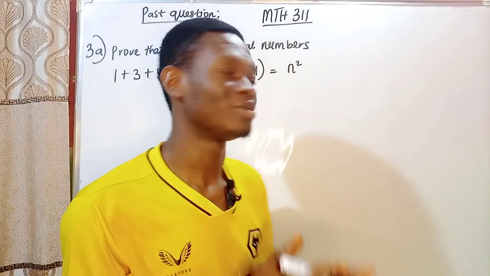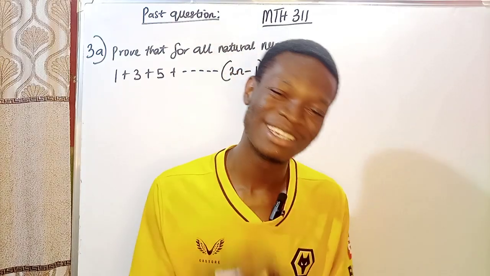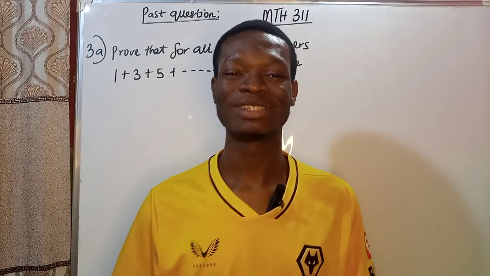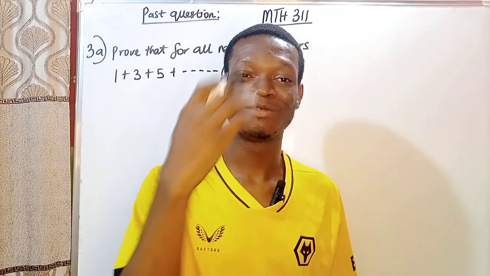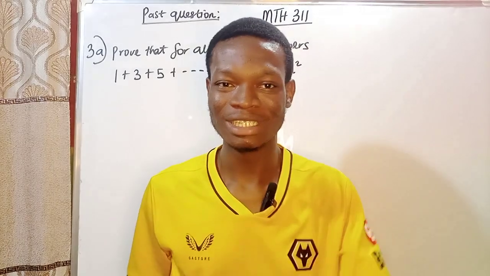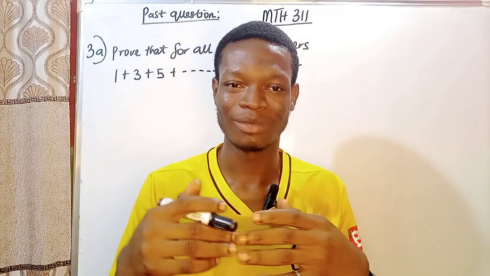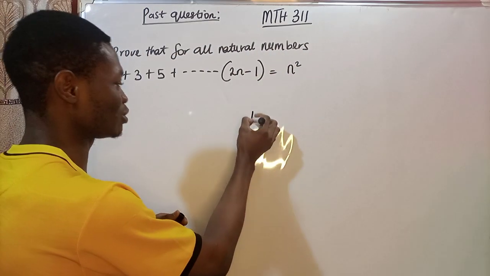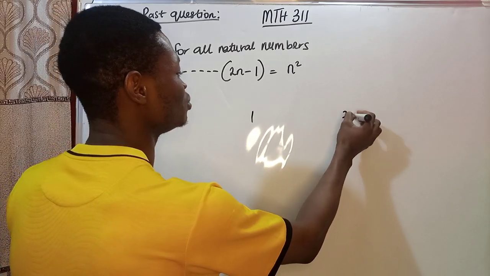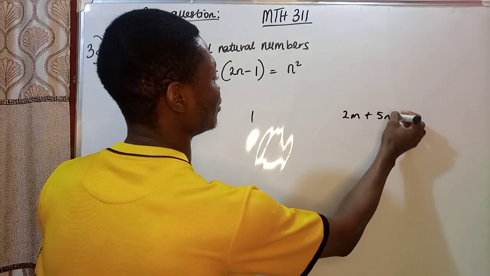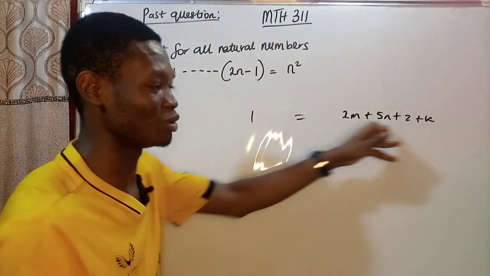Mathematical what? Induction. This mathematical induction is for people that like what? Argument. In mathematics, so many people like what? Argument. So mathematical induction is telling us that if you say that this thing is true, denote it and prove it yourself. If you write, for example, 2m plus 5n plus z plus k, that one is equal to this thing.